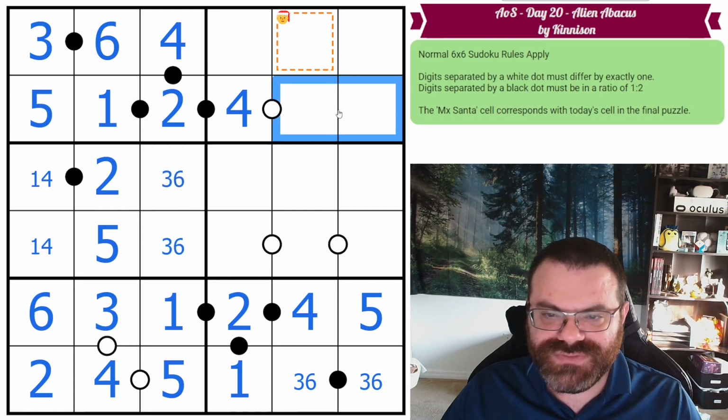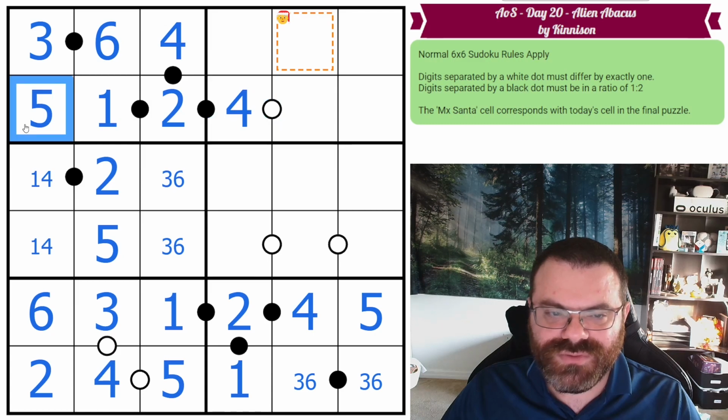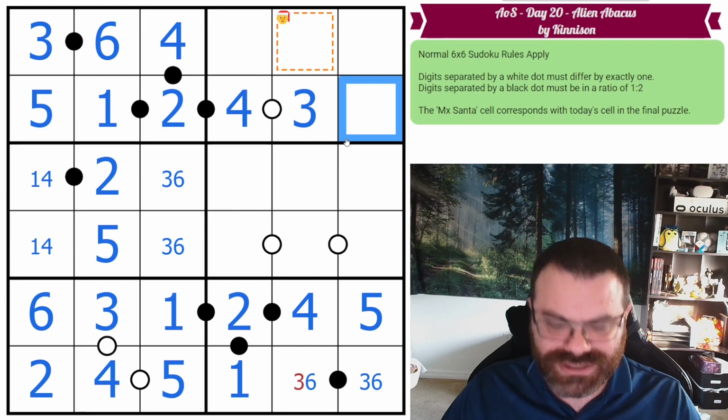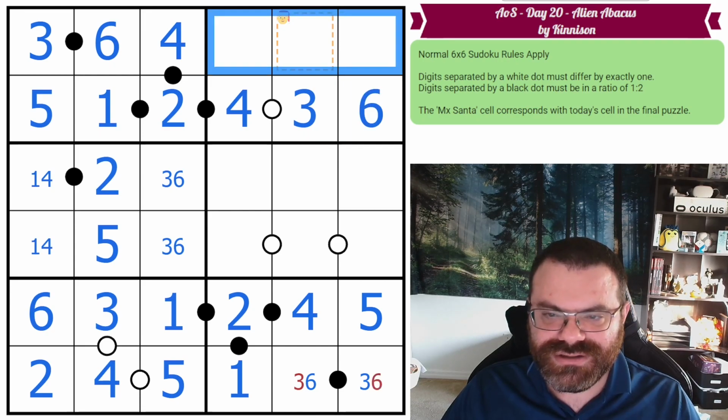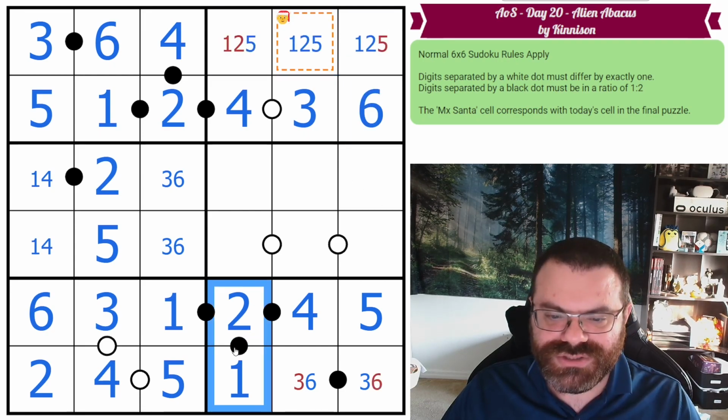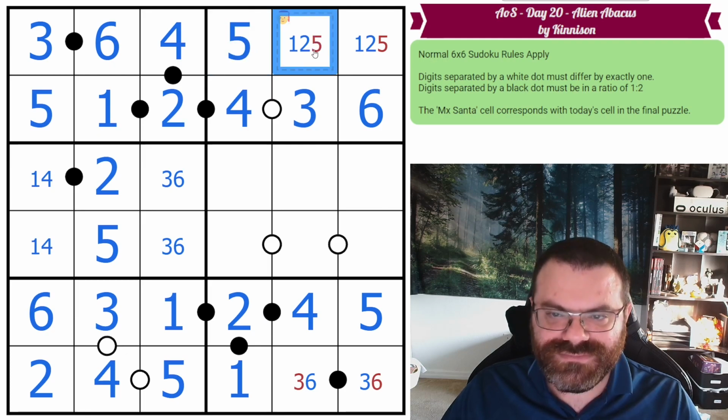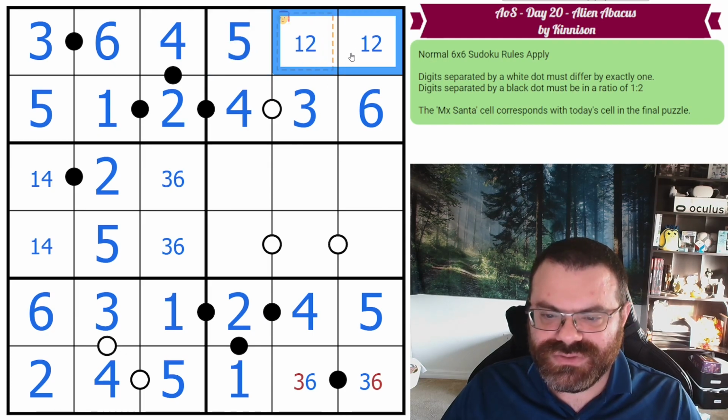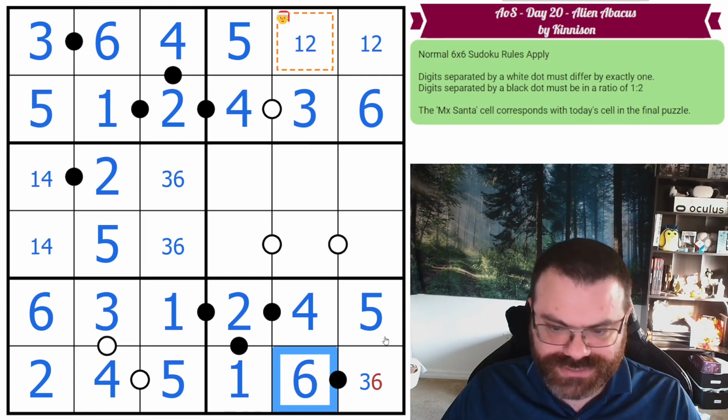And then let's finish this up. So what's consecutive with 4? Well, the 5 is used, so we have to use the 3. And then the rest of this row is going to be the 6. And then these are going to be 1, 2, and 5. And then the 1, 2 looks up, making this the 5. This is a 1, 2 pair. This is a 6 and a 3.